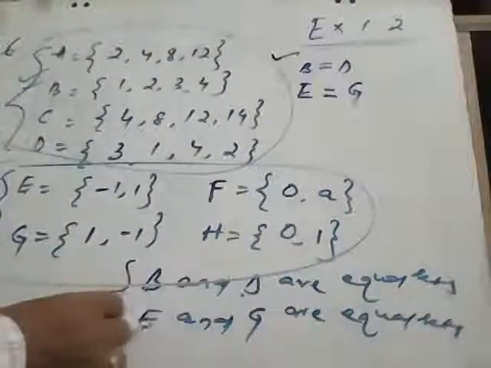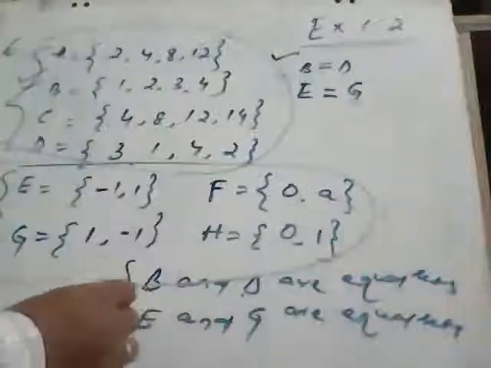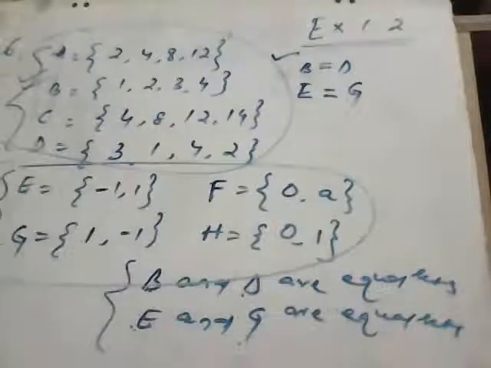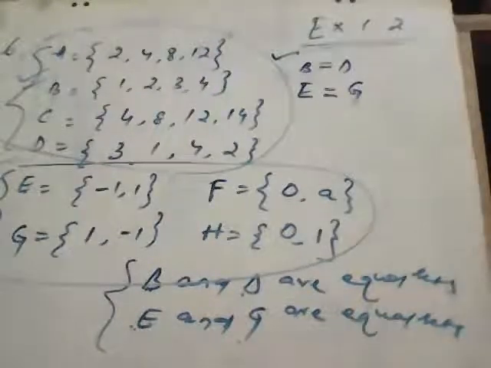Only B and D, E and G are equal sets. B and D are equal sets. E and G are equal sets. This is our answer. Now, exercise 1.2 is completed. We'll proceed to the next concept.